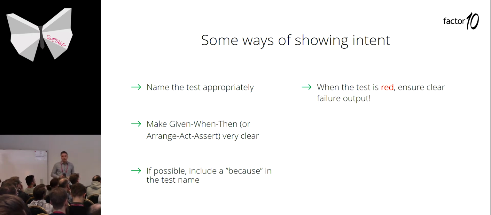Right. And when the test is red, that is, in the first step of the test-driven development cycle, ensure that the failure output is clear, so that someone that looks at the failing test can easily understand what's going on. And you have that opportunity as soon as you start doing test-driven development.